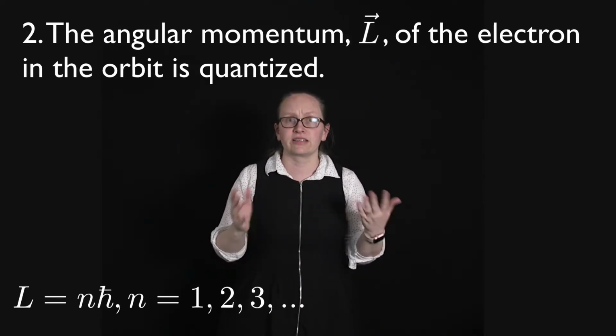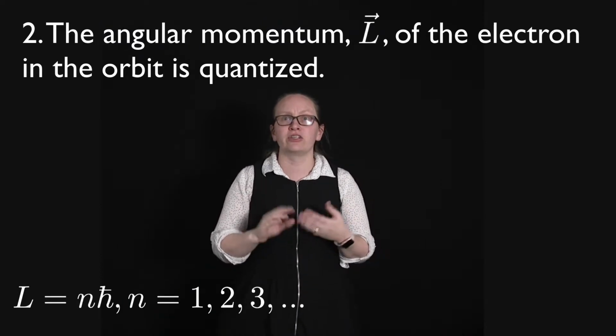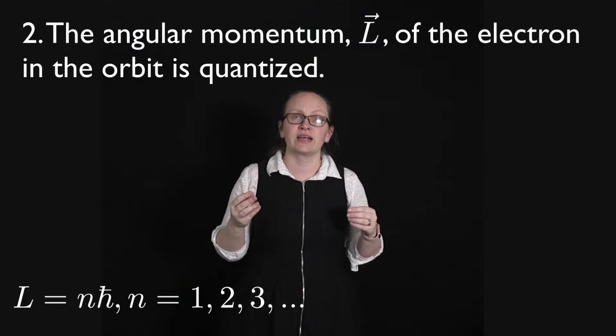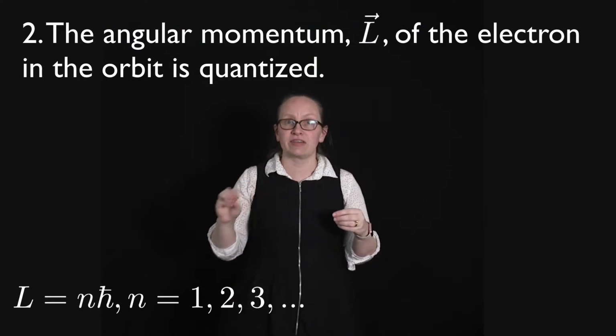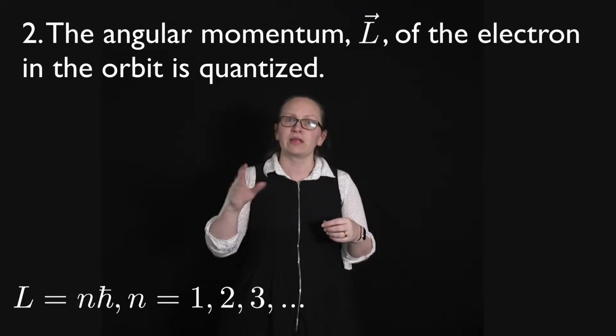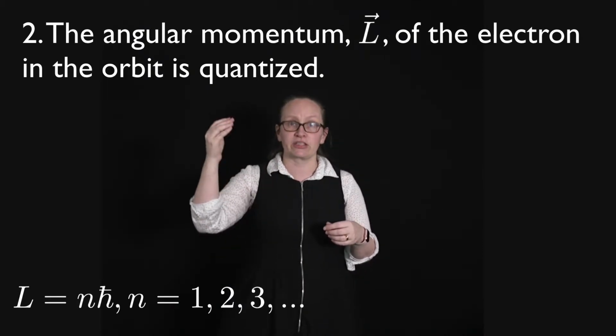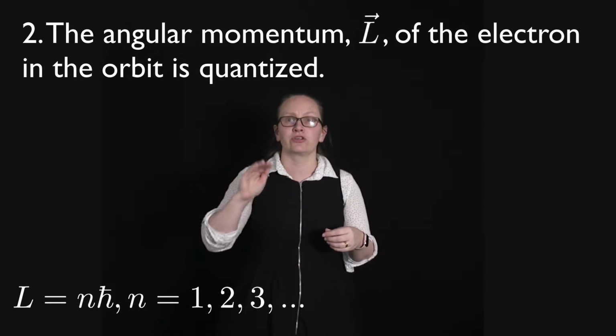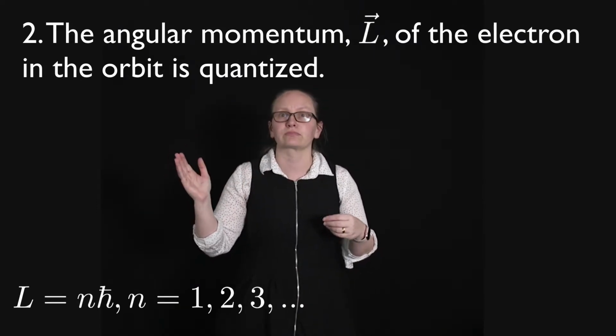The second assumption was that the magnitude of the angular momentum, which has the symbol L, is quantized, and it can only have certain specific values. And these values are given by L is equal to n h bar, where h bar is, just remember, Planck's constant divided by 2 pi, and n is an integer, so 1, 2, 3, etc.